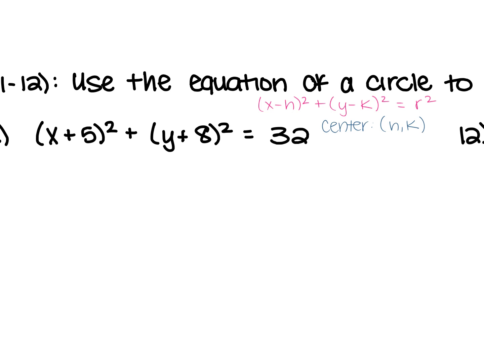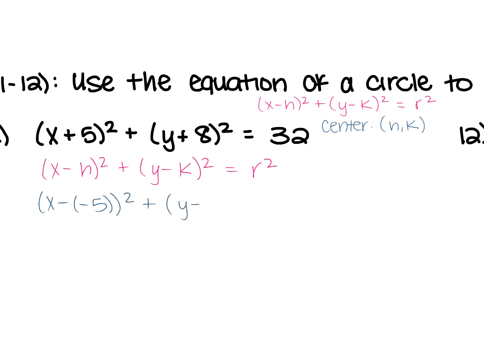So again, if we compare this to x minus h squared plus y minus k squared is equal to r squared. In order to find what h is, we have to turn that plus 5 into a minus 5. By doing that, we're going to have x minus negative 5 squared. We've got to do the same thing with that positive 8. So that would turn into y minus negative 8 squared. So from here, you have h, which is negative 5, k, which is negative 8, and r squared is 32.